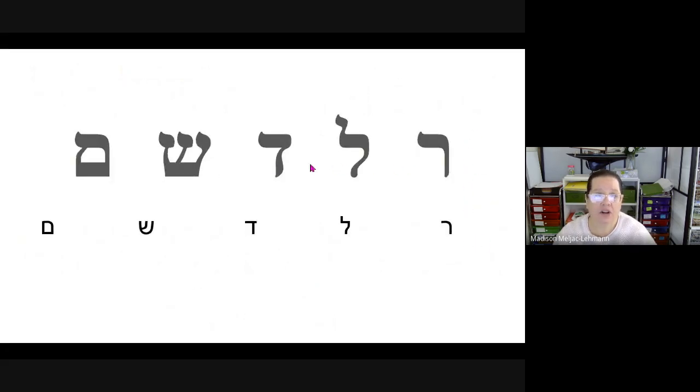Again, up on top, we have Resh, Lamed, Dalet, Shin, mem, and this is our typewriter font that we use when we type on a Word document. So we have Resh, Lamed, Dalet, Shin, final mem.